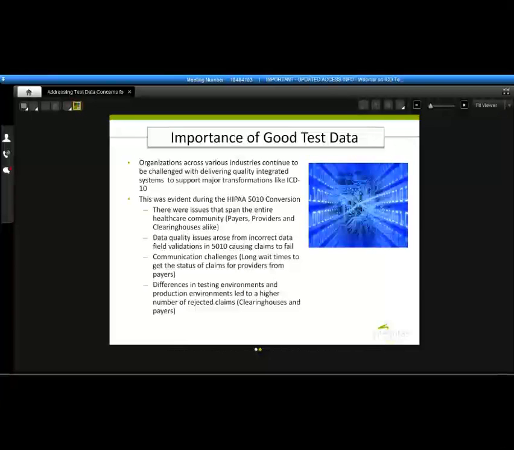If you're not aware, and probably some of you may have experienced this, there were a lot of issues. And when we talk about issues, we're talking about the industry as a whole. Those issues span from payers, providers, as well as clearinghouses. Some of the issues started off with data quality. There were issues around field validations, obviously going from the 4010 to the 5010 HIPAA standard. There were fields that data was expected to be in that was not. There were fields that data was in and, as a result of the validations not being correct, there was a significant amount of denied claims.